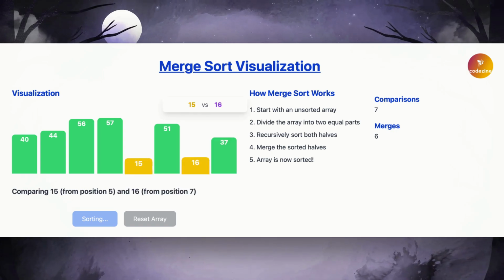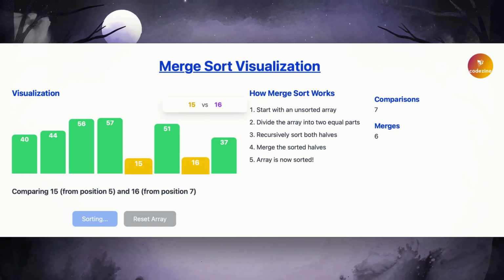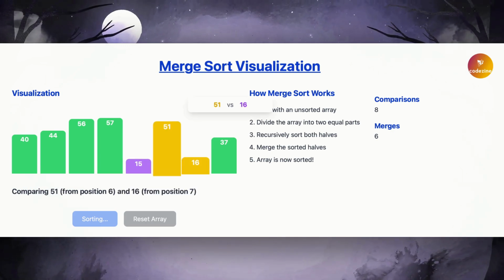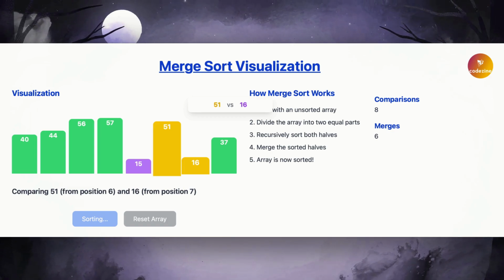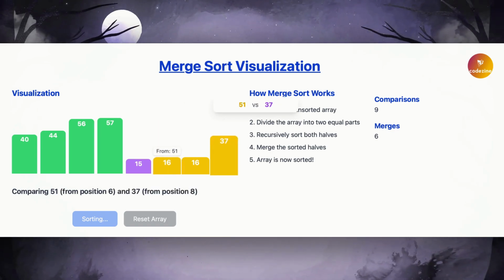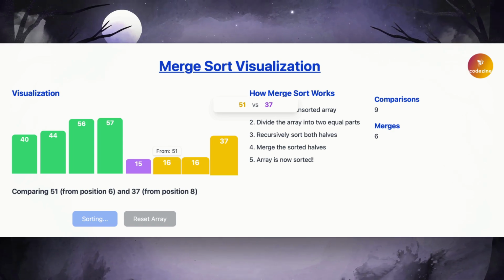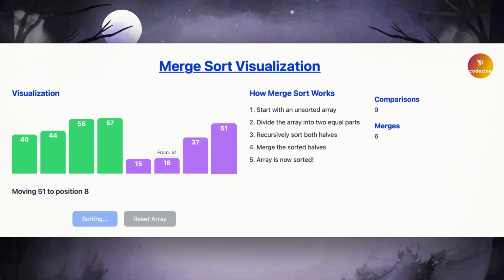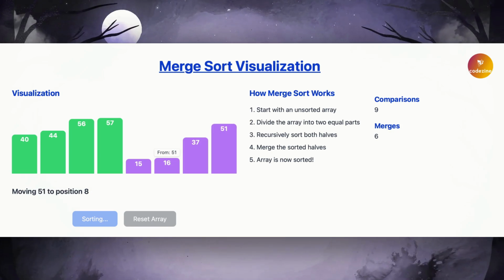Comparing 15 from position 5 and 16 from position 7, moving 15 to position 5. Comparing 51 from position 6 and 16 from position 7, moving 16 to position 6. Comparing 51 from position 6 and 37 from position 8, moving 37 to position 7, moving 51 to position 8.